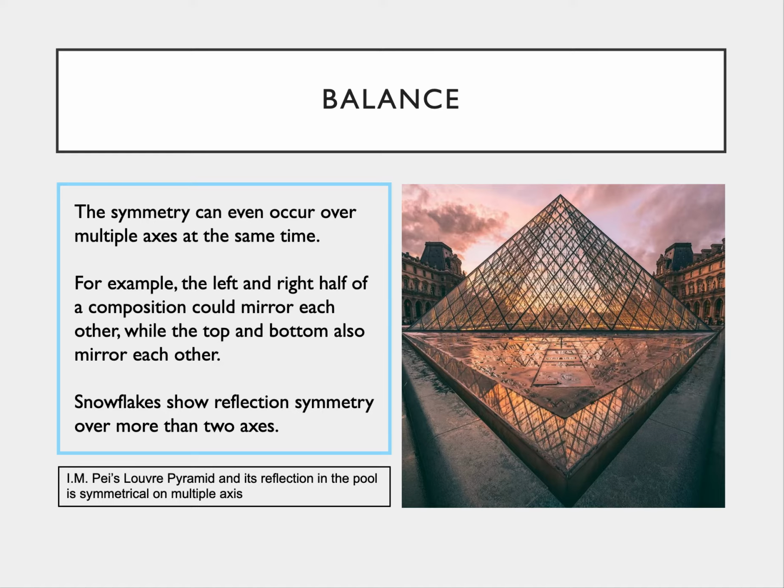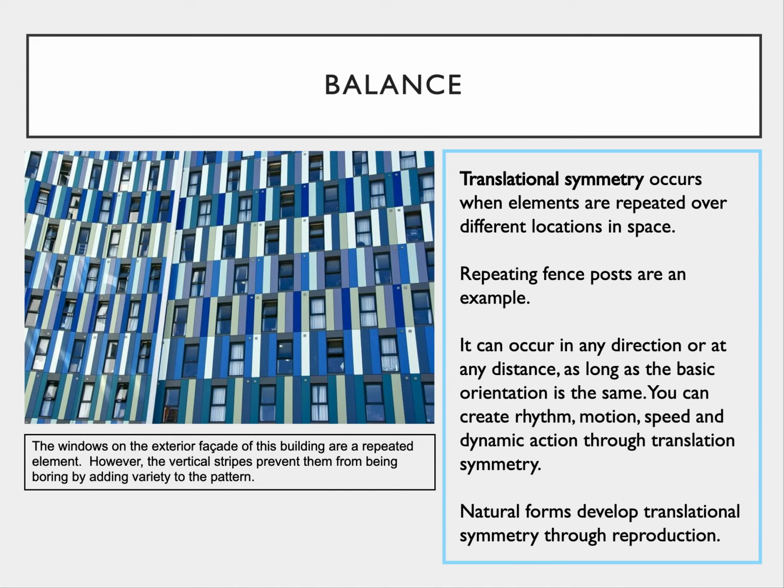So symmetry can occur over multiple axes at the same time, as it does here. This image is reflected left to right, but it's also reflected up to down. Now, the left to right is a near mirror image. The up to down is not. So multiple axis symmetry, like a circle, right, is a perfect example of perfect symmetry.